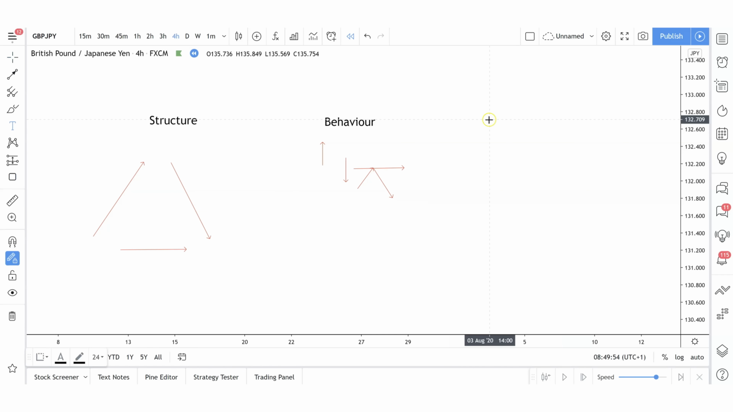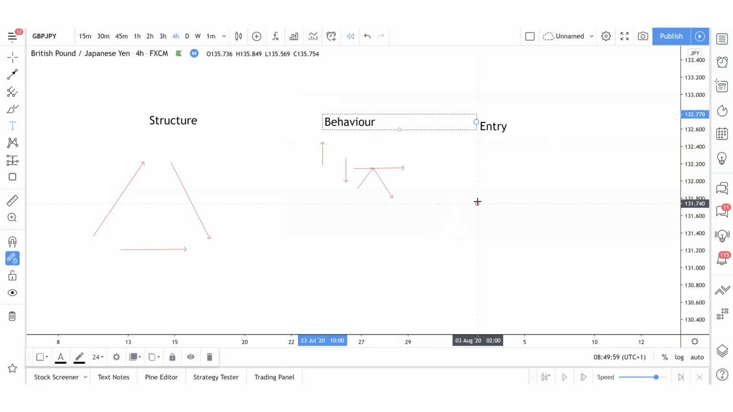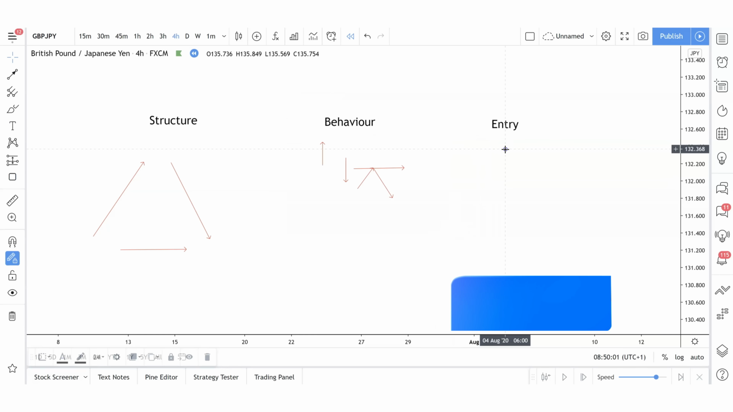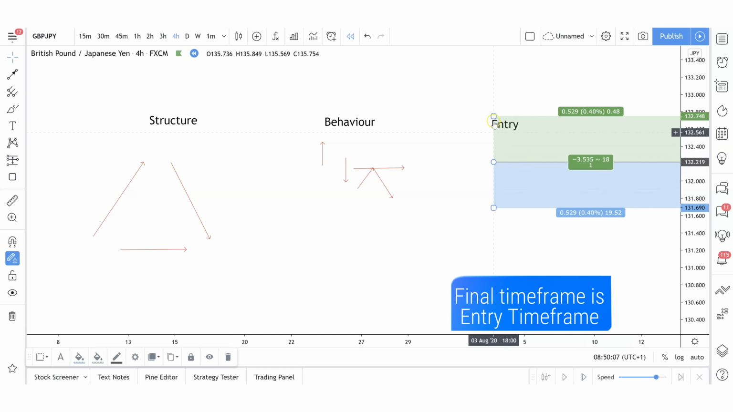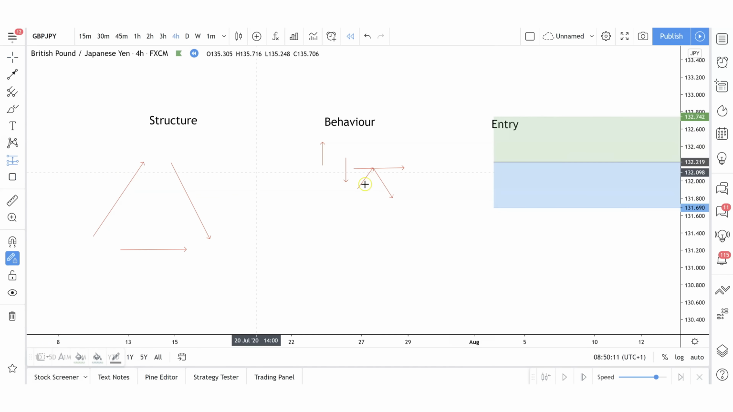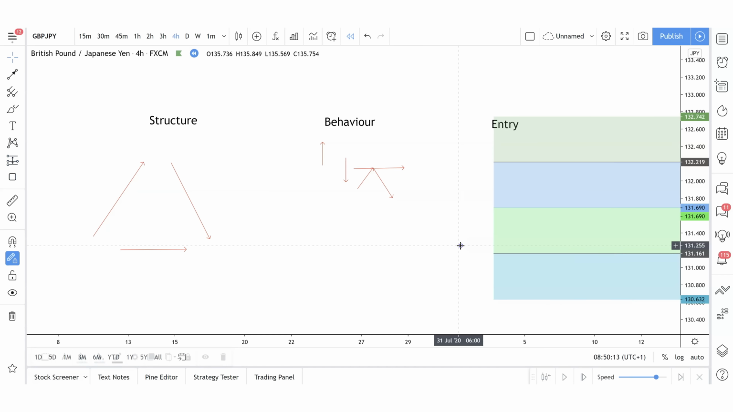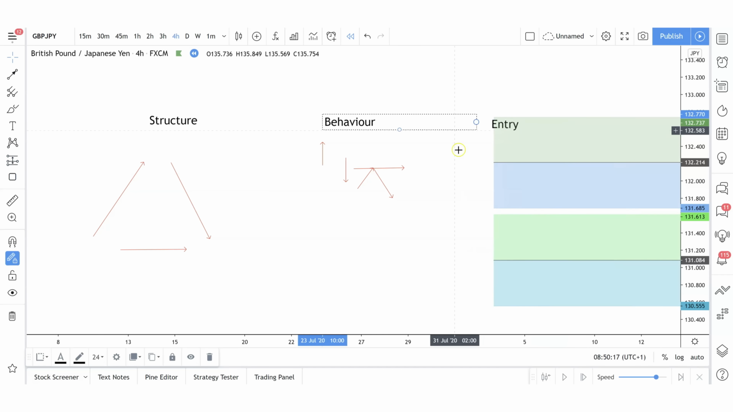The next time frame that we're going to look at is our final time frame, which will be our entry time frame. And this time frame is simply going to be what it is, our entry time frame. If the market is in a downtrend, then you're looking to take short positions, and if the market is in an uptrend, then you're looking to take long positions. This looks kind of funky, but you know what I mean, okay?